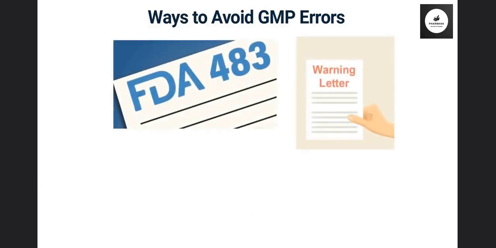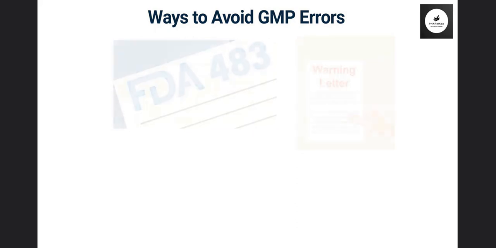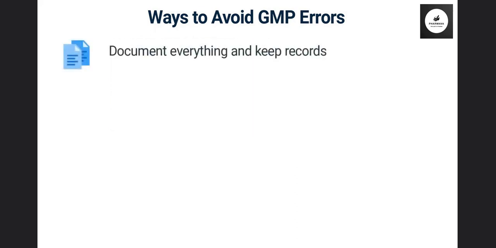Most of the 483 and warning letters are issued because of common GMP errors. In this video, I have described common good manufacturing practice errors in pharmaceuticals which can be easily avoided by following 10 simple rules. Document everything and keep records.